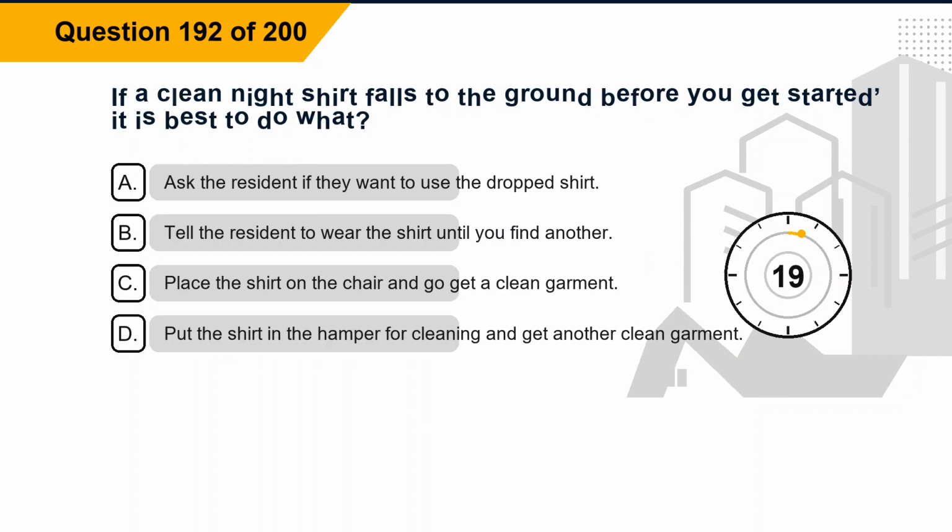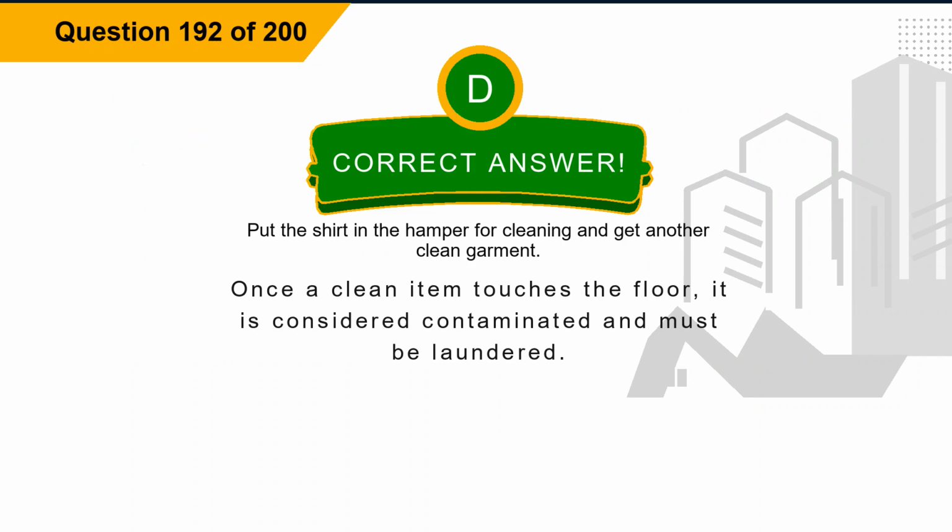Question 192. If a clean nightshirt falls to the ground before you get started, it is best to do what? Option A. Ask the resident if they want to use the dropped shirt. Option B. Tell the resident to wear the shirt until you find another. Option C. Place the shirt on the chair and go get a clean garment. Option D. Put the shirt in the hamper for cleaning and get another clean garment. The correct answer is option D. Put the shirt in the hamper for cleaning and get another clean garment. Explanation. Once a clean item touches the floor, it is considered contaminated and must be laundered.